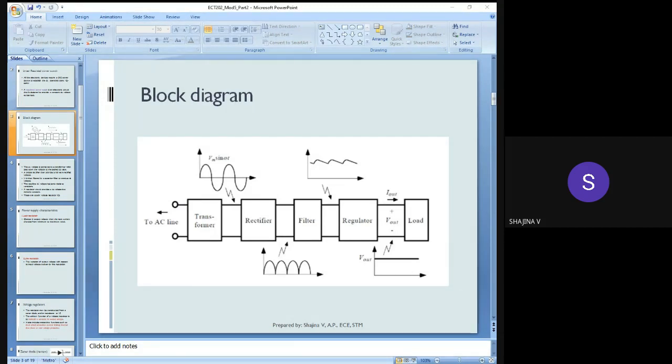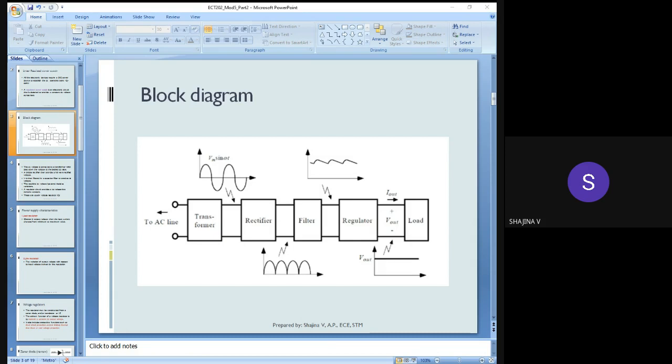Now, in order to eliminate the ripples contained in the output of the filter, we are using a voltage regulator. The voltage regulator provides a constant output voltage, the required DC output voltage to the load. Nowadays we are mostly using IC voltage regulators. You have to study this voltage regulator in detail.